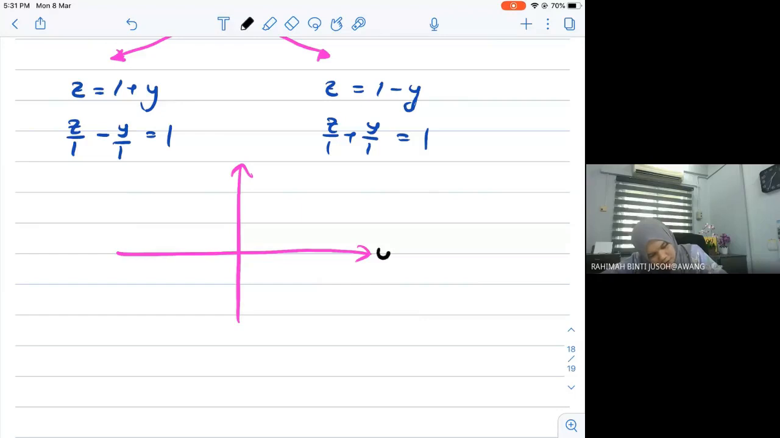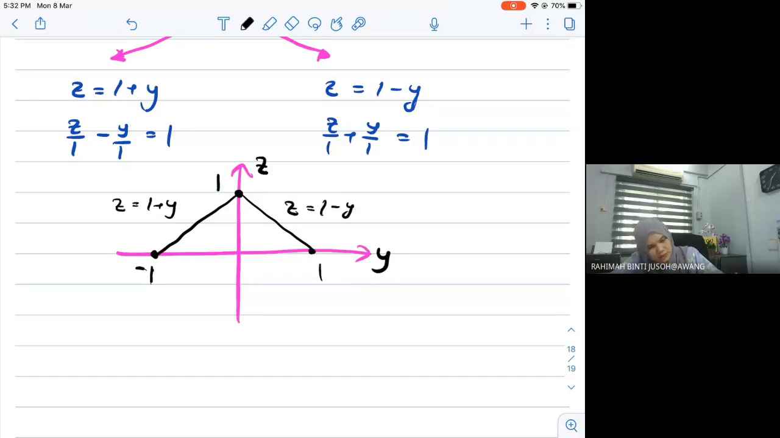Okay, ini y, ini z. Alright. So z equals to 1, dia dekat atas ni, and then y equals to negative 1. So negative 1 sebelah kiri. So you will have this line. This is the equation for z equals to 1 plus y. Lagi satu, z equals to 1, y equals to positive 1. So positive 1 sebelah kanan, dia jadi macam ni. So this is the equation for z equals to 1 minus y.